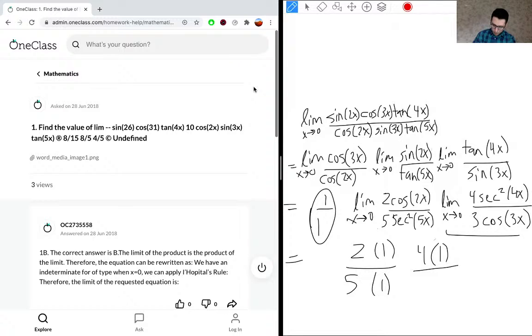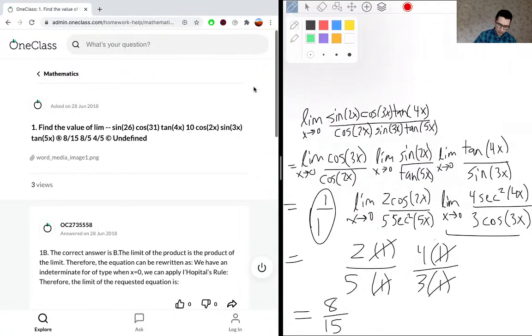And then finally we get 3, and then cos 0 is just 1. So we're left with 2, so all the 1's go away, and we have 2 times 4 on top, which gives us 8, and 5 times 3 on the bottom, which gives us 15. And that's our final answer.